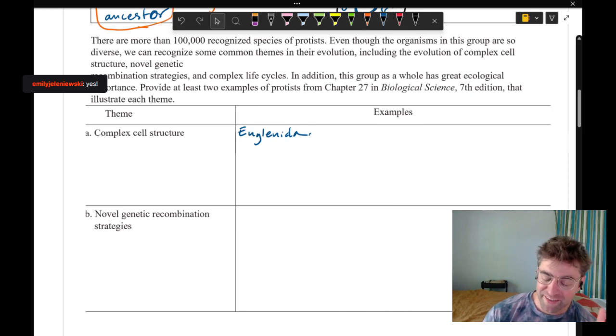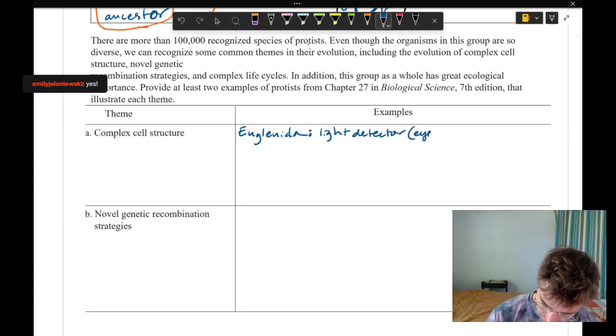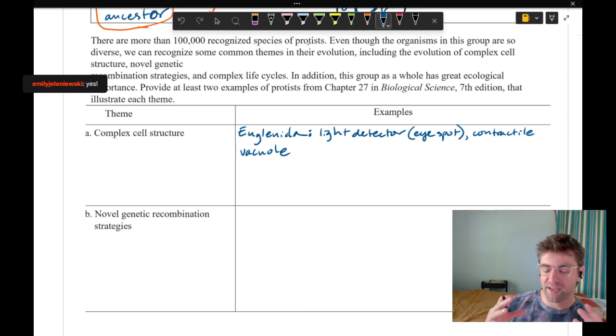Now, Euglenida contains a light detector or eye spot, contractile vacuole, pyrenoids, and chloroplasts. So we have some kind of light detector, and I believe it's pigmented, so you can actually visualize it. You can see the eye spot. Contractile vacuole. Vacuole is a space inside the cell that can take in usually water from surrounding the cell. Contractile can then compress that and jet it out. I've seen this used as motility. There may be other functions that I don't remember off the top of my head.